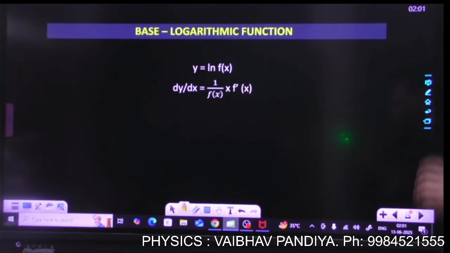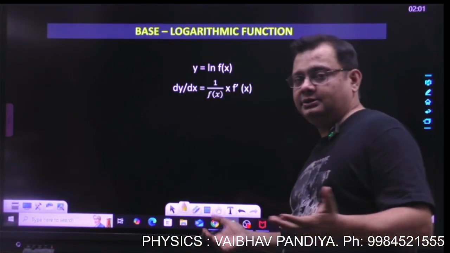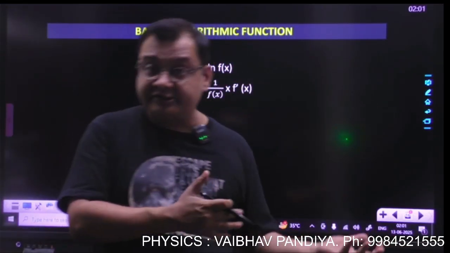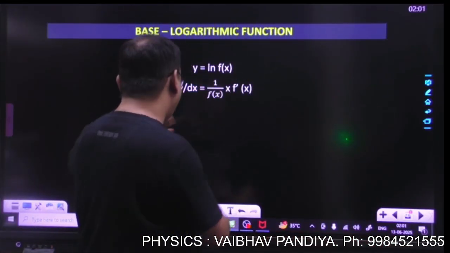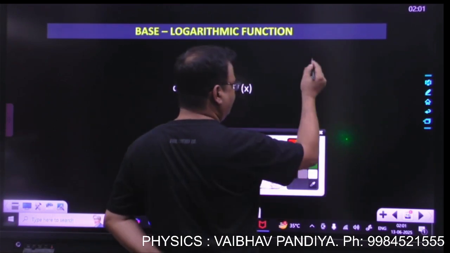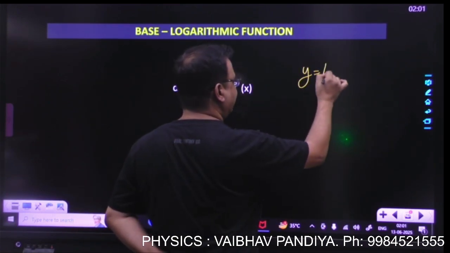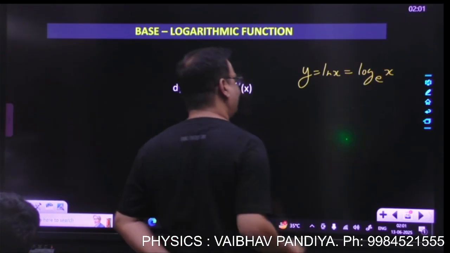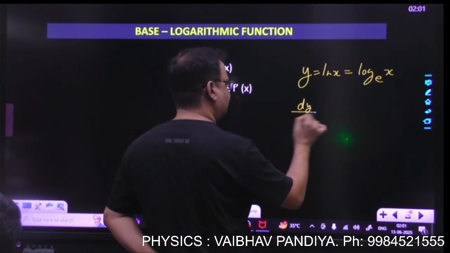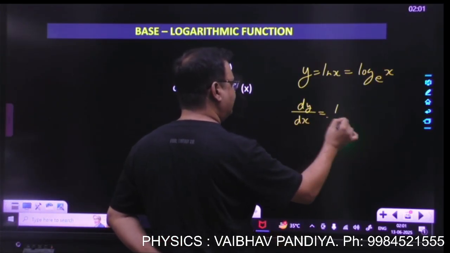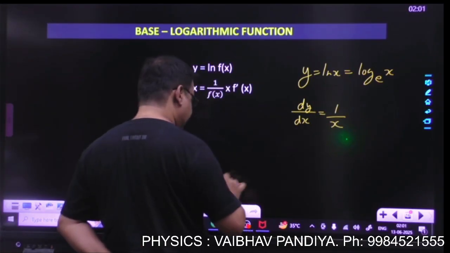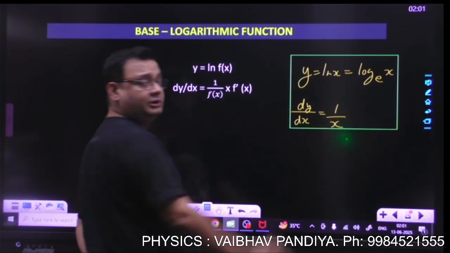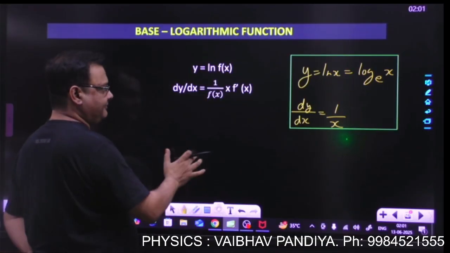Okay, now let's see. We have seen the algebraic form, we have seen the trigonometric form, we have seen the exponential form. Now let's see the logarithmic form. Now we know the natural log. If y is equal to ln x, meaning log of x to the base e, this is called the natural log. So dy by dx is what? 1 by x. This we did in the basic standard lectures. This is the standard formula for the derivative of ln x.